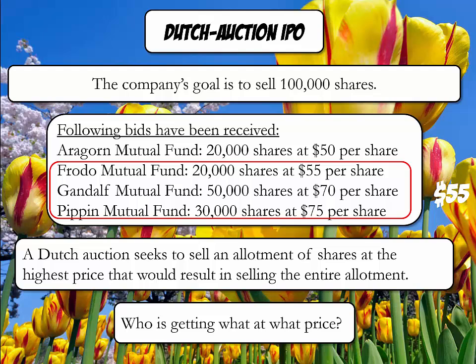There can only be one share price. At $55 per share, Frodo will buy 20,000 shares. Since Gandalf and Pippin were willing to offer more than $55, they will also purchase their allotment if they only have to pay $55. So Gandalf gets 50,000 shares at $55 and Pippin gets 30,000 shares at $55. Altogether, the company can sell 100,000 shares at a maximum IPO price of $55. Aragorn Mutual Fund does not get any shares.